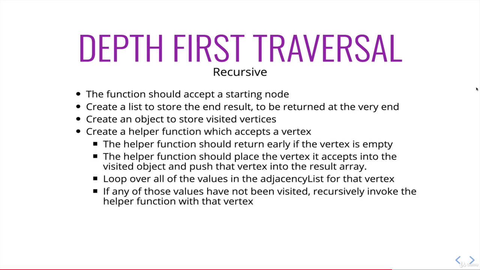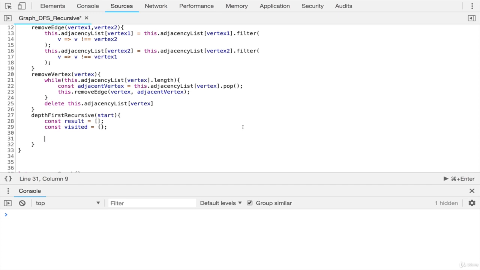Create a helper function which accepts a vertex, and the helper function should return early if the vertex is empty. Let's just start there. So let's define the helper function. I'm just going to call mine DFS, and it takes a vertex. And then down at the bottom, I'm going to immediately invoke it with start, because even though there's no logic yet, the first time through, we want to start it off with start. You could also define it this way, function DFS, and then call DFS manually and pass in start like that. But I prefer to do it this way.